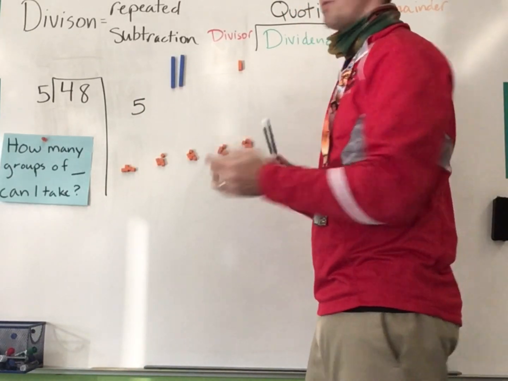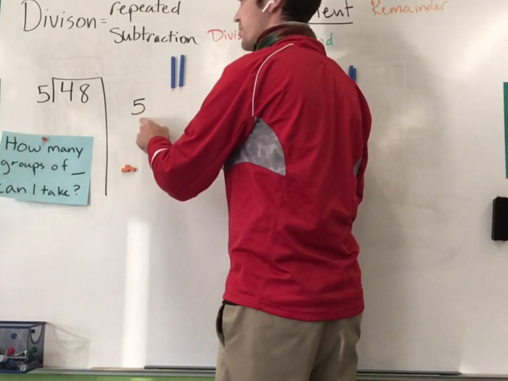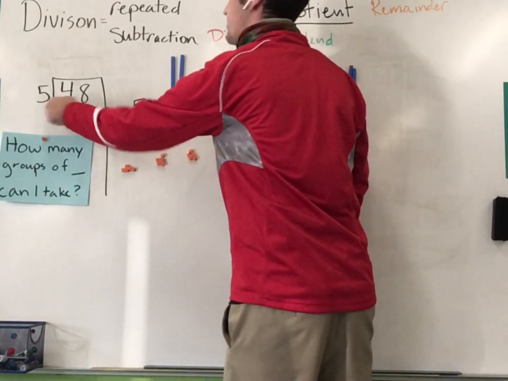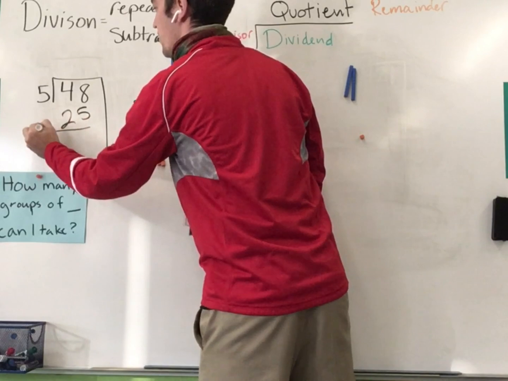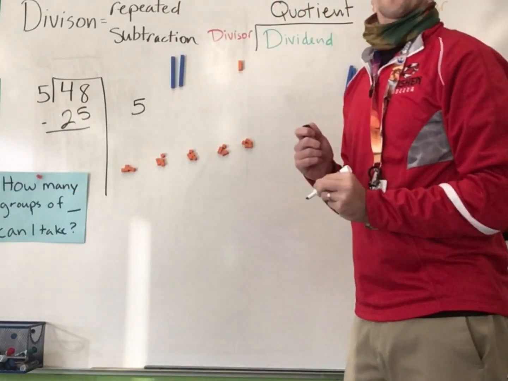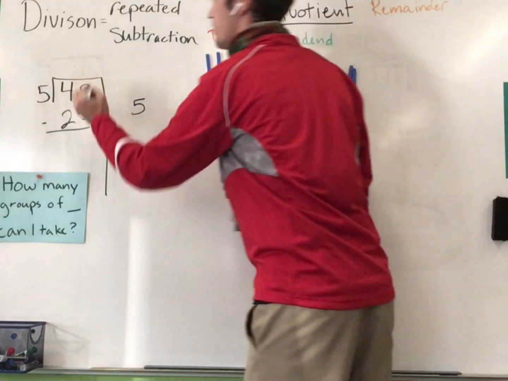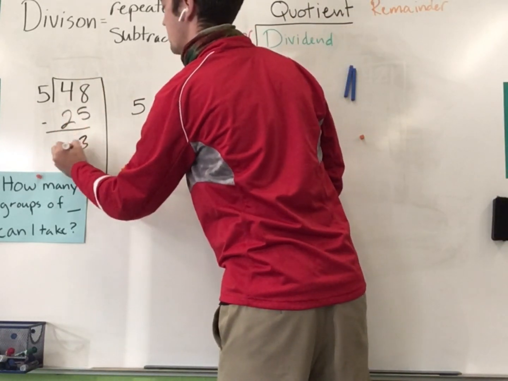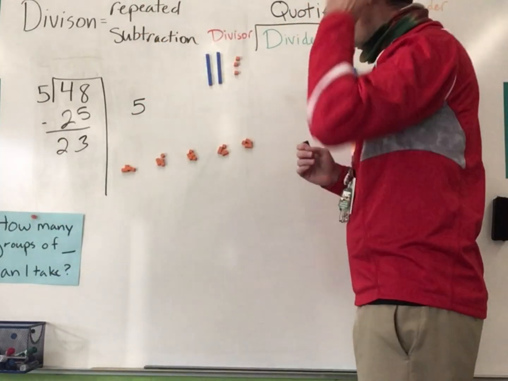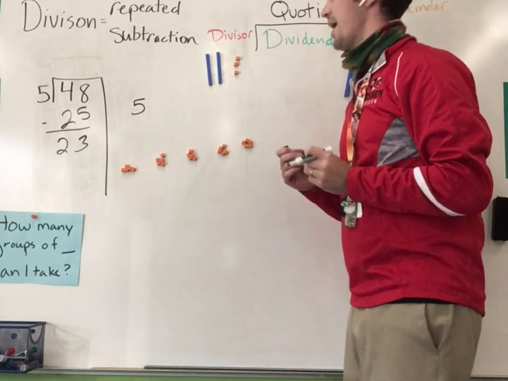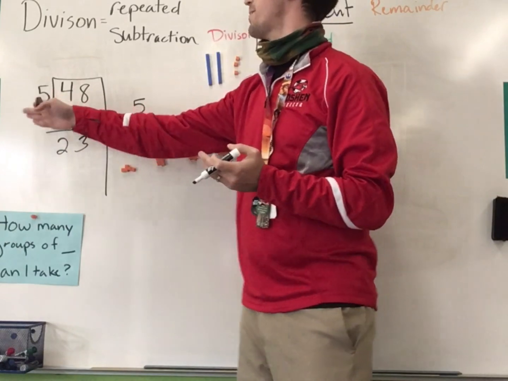How much is that total? 5, 10, 15, 20, 25. I took out 5 groups of 5. 5 times 5 is 25. I have to take that away from my total, and then I have to ask myself the question, what is my new total that I'm working with? What is my new dividend? We just do basic subtraction, and now I have 23, as is modeled here. 23.